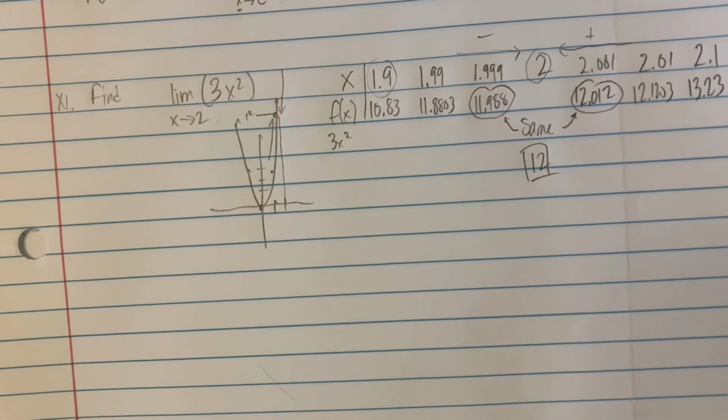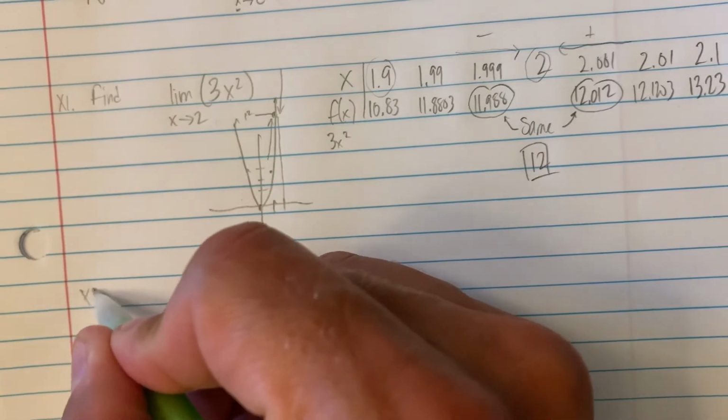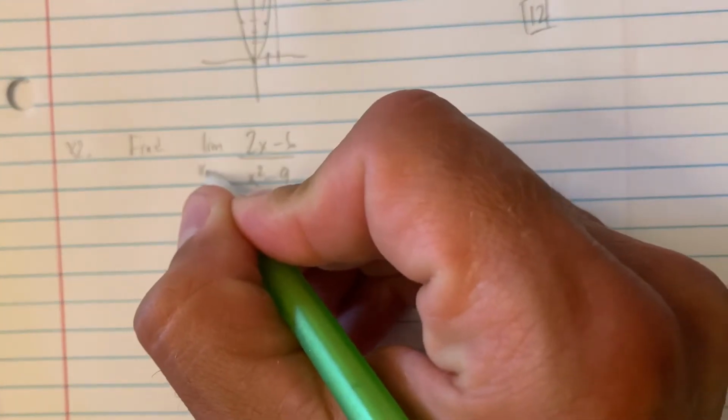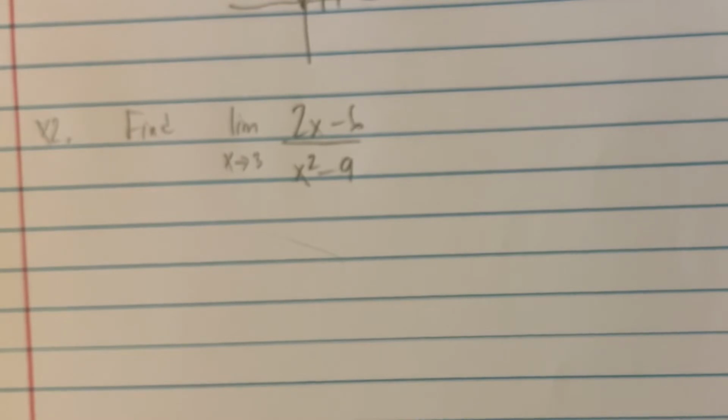Let's take a look at another example real quick. Example 2. So we want to find the limit as x approaches 3 of 2x plus 6 all over x squared minus 9.